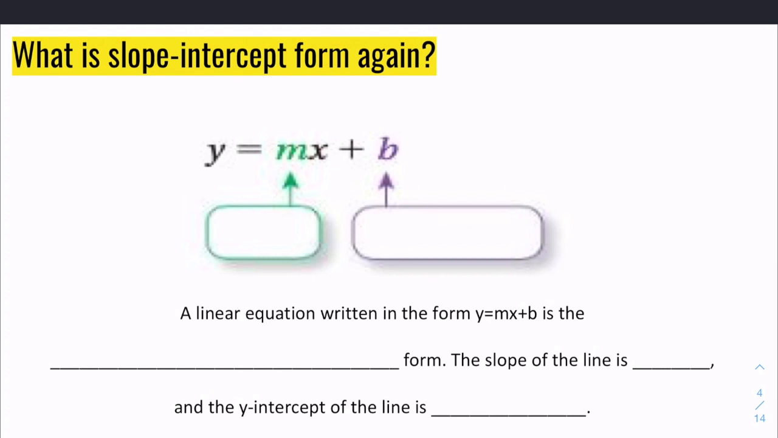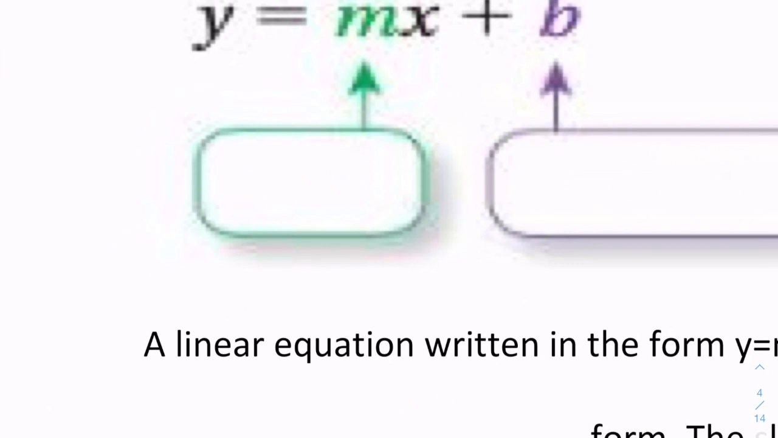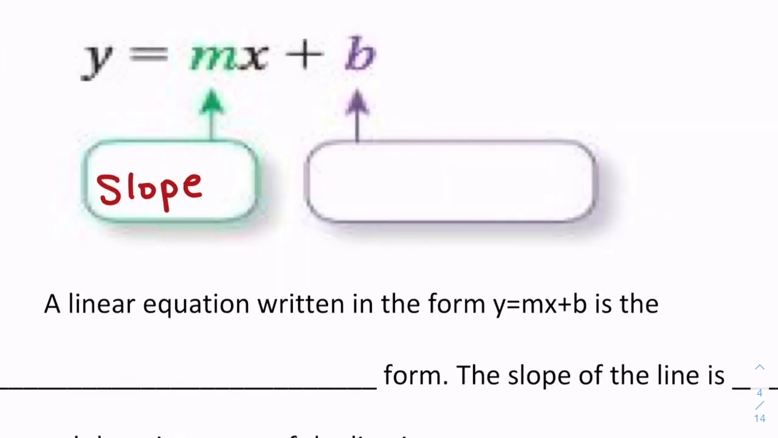So what is slope-intercept form again? Slope-intercept form is a way of writing an equation for a line, and it's in a specific format, y = mx + b. So you're always going to have a y, an equal sign, and an x, and then there will be a coefficient in front of the x value. We call that m. It represents the slope of the equation. And then at the end there's a constant. We call that b, and that tells us what our y-intercept is.